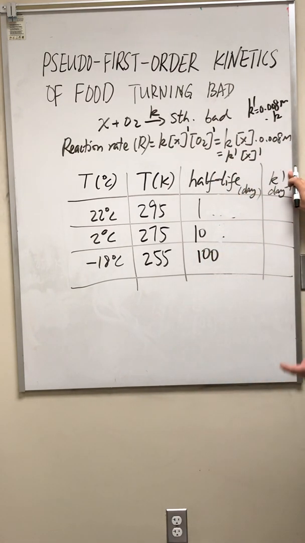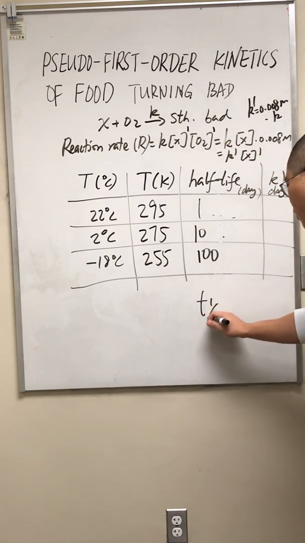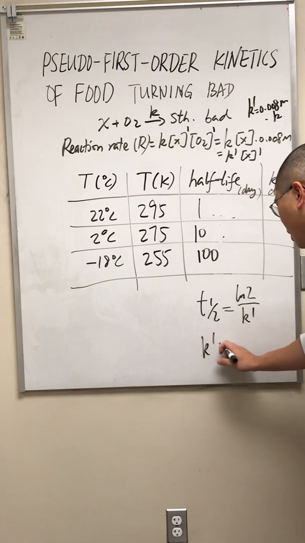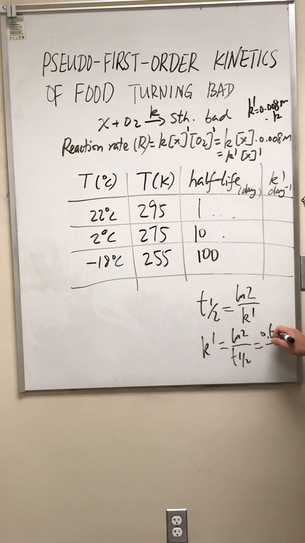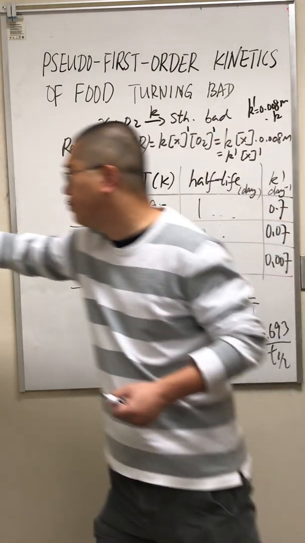k prime. How do we know the k prime? Well, it's a pseudo-first order, and we do know the half-life is ln2 over k, in this case k prime. And k prime is simply ln2 over the half-life. ln2 is 0.693 over half-life. So I'm going to use 0.7 just for simplicity. 0.7 divided by this. Okay, 0.7, that's easy. 0.07, 0.007. Hey, we got the reaction rate constant here in the unit of day to the power of -1.